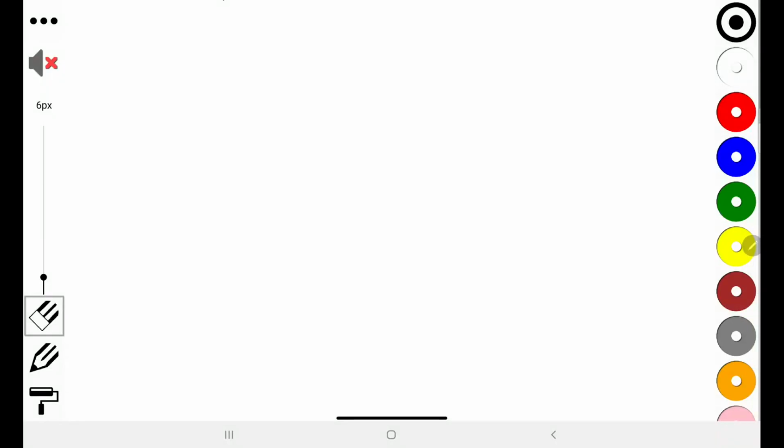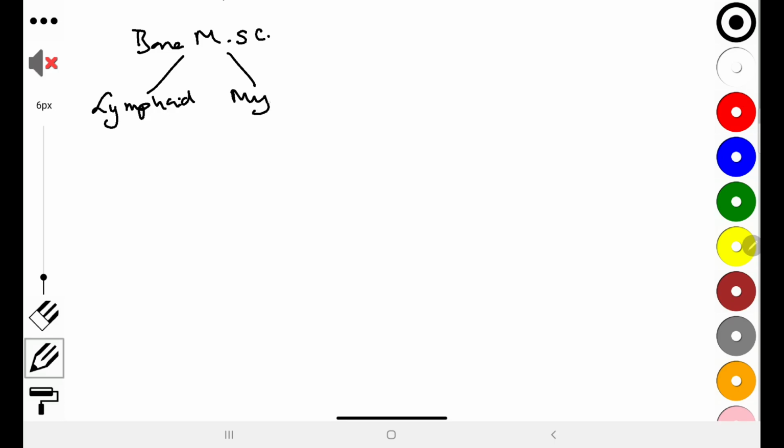So in talking about white blood cells or leukocytes, we're really talking about the bone marrow stem cells. So we have bone marrow stem cells that yield the lymphoid precursors, and then you also have myeloid. From the lymphoid precursors, this is where you get the B cells and the T cells.